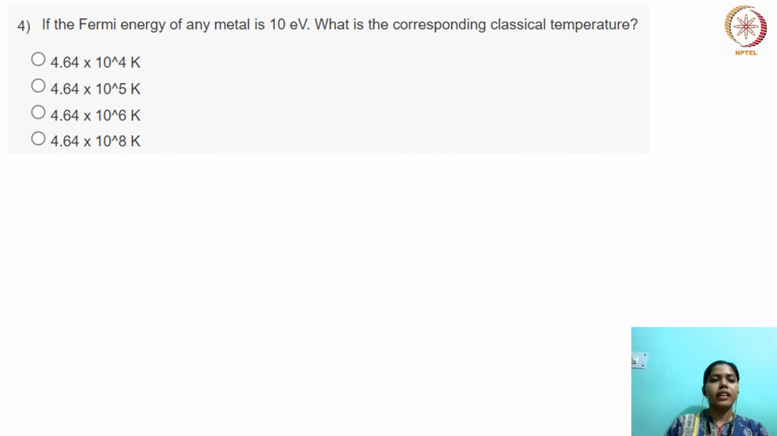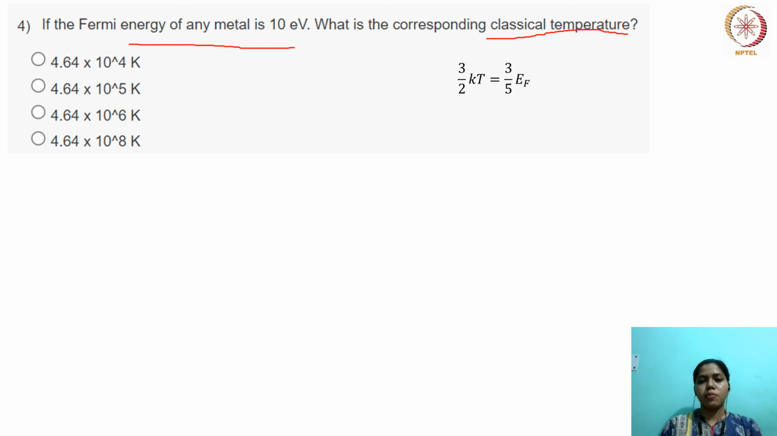Now the next question is: if the Fermi energy of any metal is 10 electron volt, what is the corresponding classical temperature? Here the Fermi energy of the metal is given, and it is asking you to calculate the classical temperature. To solve this numerical, we need a relation which relates both the classical temperature and the Fermi energy of the metal. So here is the expression.